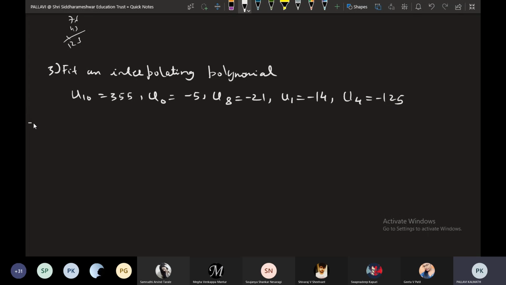Okay, so in this, as usual, go on writing the values for the difference table. They have told you to find Newton's divided difference table, and then you should find the polynomial. See here, now u10, u0, u8, u1, u4 are not arranged properly, so you have to arrange the values in ascending order. So which is the smallest here?